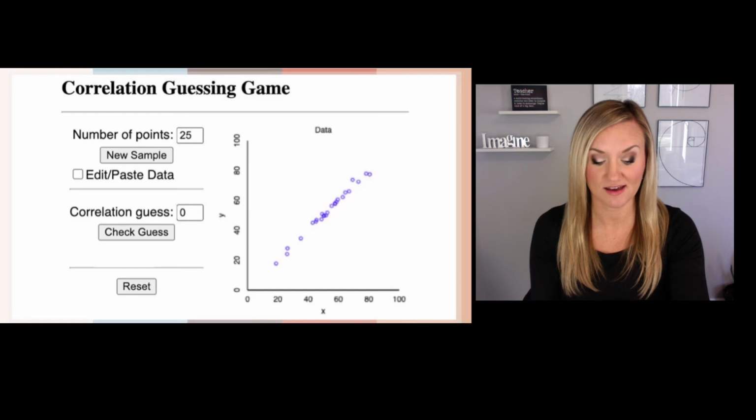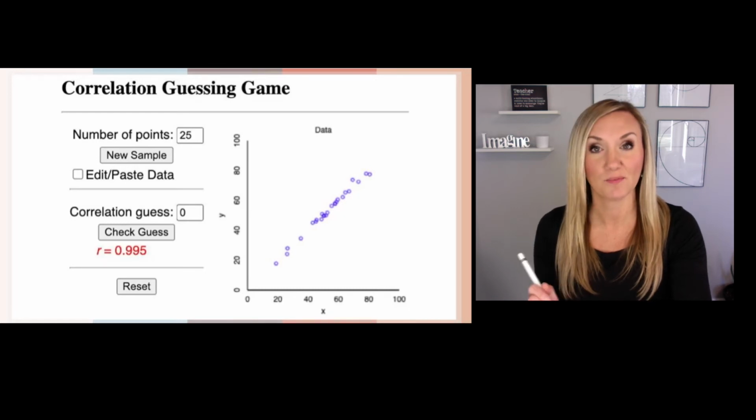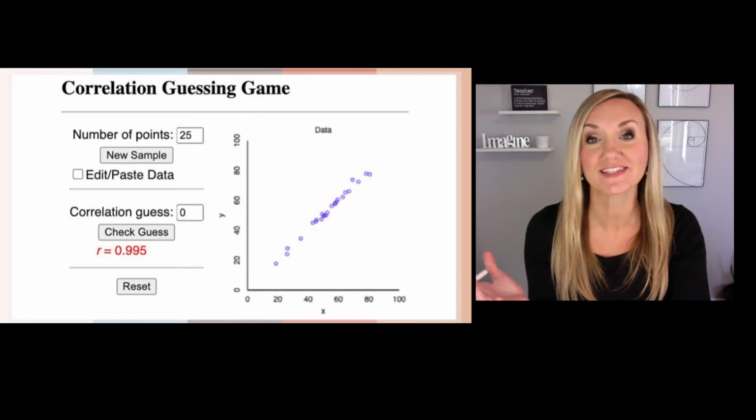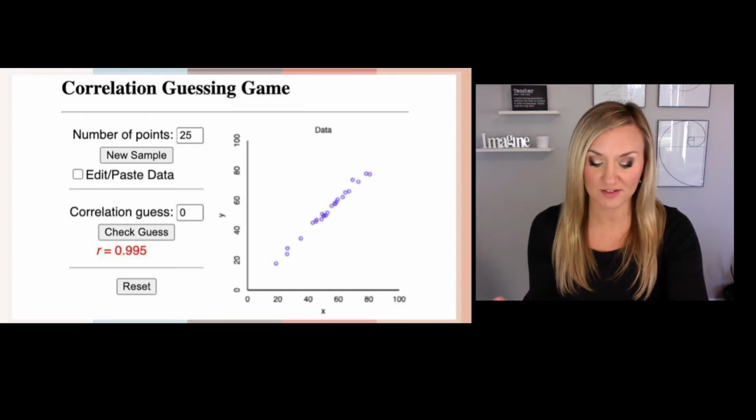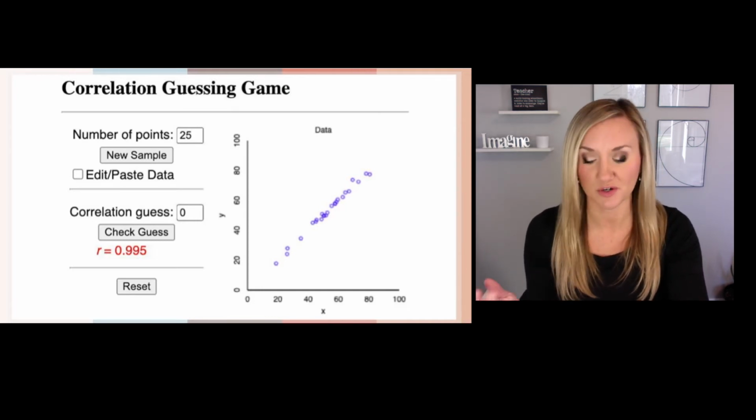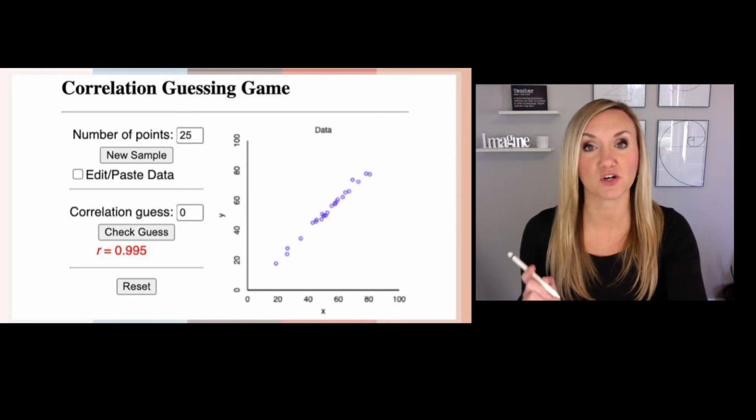Ready? On your mark, get set. Did you get 0.995? Were you close? If you were, that's good. A strong correlation is closer to +1, and that's a pretty strong correlation. Okay, so let's try another one.